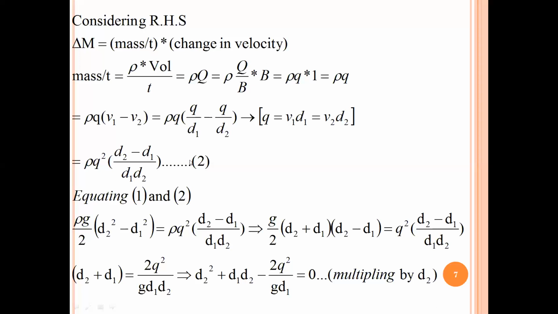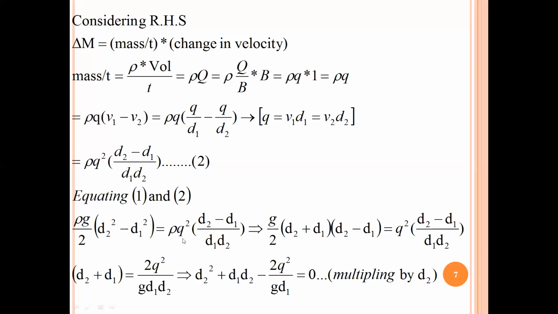So we are using the impulse momentum equation. So we are equating the force to the rate of change of momentum. So equating 1 and 2, we have rho g by 2 into D2 square minus D1 square is equal to rho q square into D2 minus D1 divided by D1 D2. Now on both sides rho will get cancelled. So I'm cancelling rho, and this is D2 square minus D1 square. It is in the form a square minus b square, which I can write as a plus b into a minus b. So I'm writing D2 plus D1 into D2 minus D1.